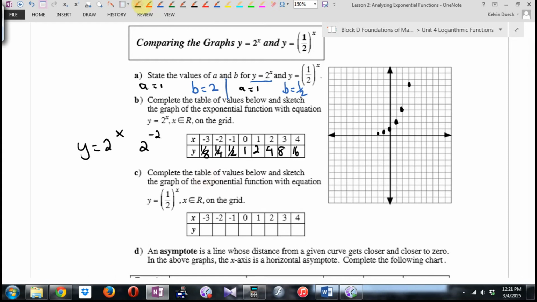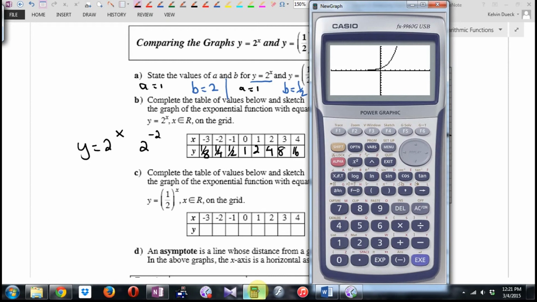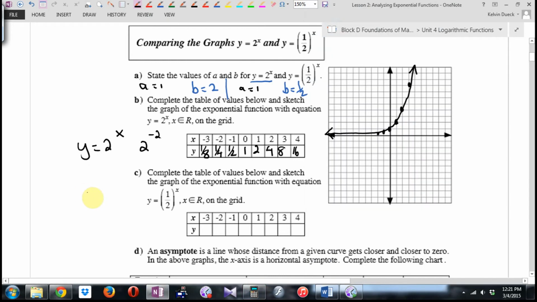We say the graph is going to get closer and closer to 0 to the left, and to the right, it's going to shoot off to infinity. Grayson, that's my by hand sketch, but I think you'll agree that looks an awful lot like what the calculator gave us too. Okay?